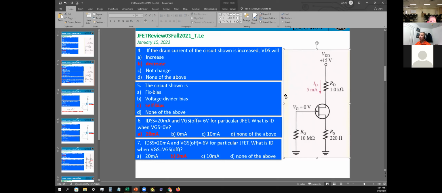Okay, number 7, IDSS equals 20 milliamps and VGS off equals -6 volt for a particular JFET. What is ID when VGS equals VGS off? At that point there won't be any current at all. So the answer is B as in Bob for number 7. Any question on 4, 5, 6, or 7?